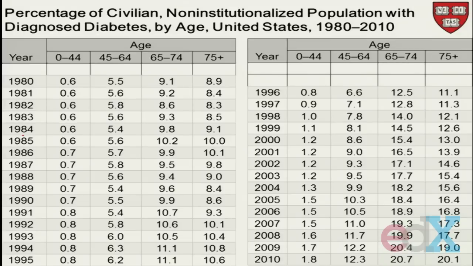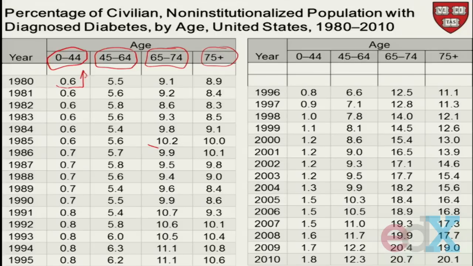Now, another plot is the line plot. So for example, here is what happened to the percentage of the US population between 1980 and 2010, broken up into 4 age groups. The first age group is the 0 to 44, then the 45 to 64, then this third age group, and the last age group is more than 75. So it's broken up in this way, and then for every year, what percent in every age group, for example in the 0 to 44, were diagnosed with diabetes?